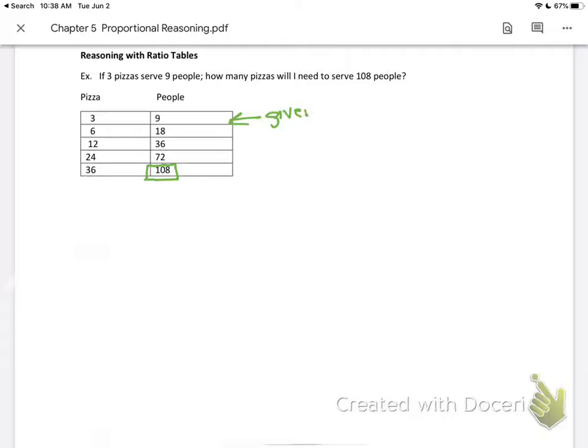Working with your given, you can double it, and that doubles both columns because they are proportionally related. So you get to 6 to 18, and then double it again, 12 to 36. Double it again, and you can get to 72. Now, you can't get to 108 by doubling. However, you can add these 2 together and these 2 together so that you know that 36 pizzas will feed 108 people. So you can use this table to reason to the point where you are able to solve the problem.